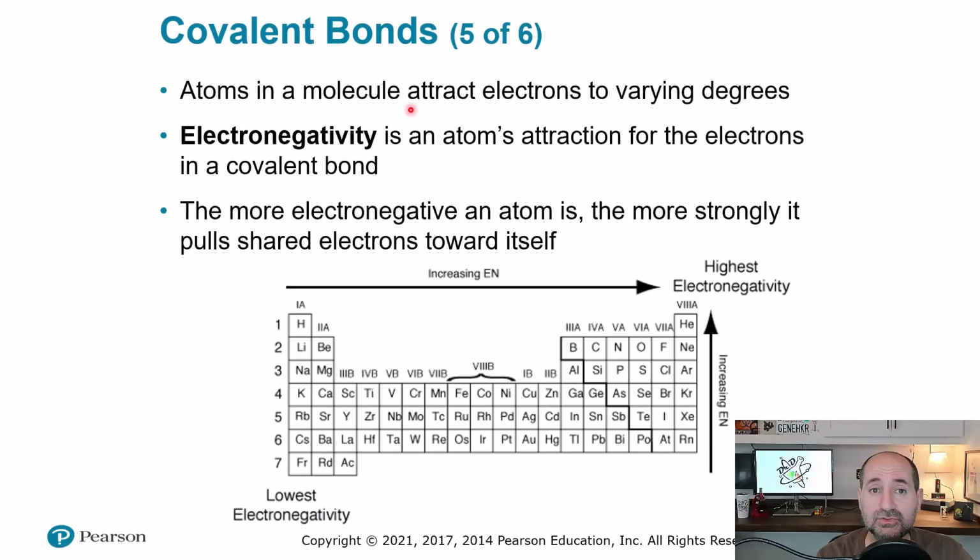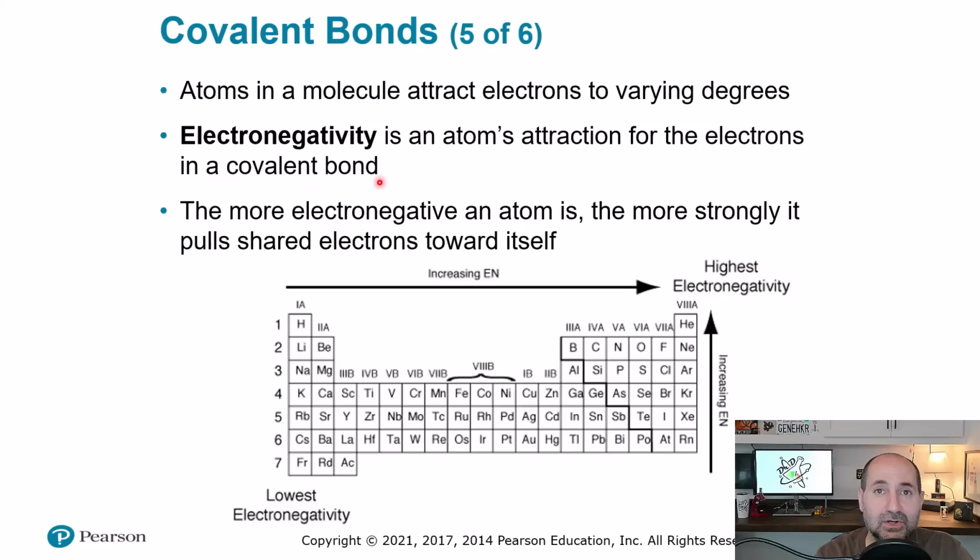Now, when molecules form, we need to understand something that can happen when this sharing occurs in covalent bonds. And to do so, we need to understand this concept of electronegativity. So let me show you this. Atoms in a molecule attract electrons to varying degrees. This means that different atoms attract electrons to different degrees. This is known as electronegativity. Electronegativity is an atom's attraction for the electrons in a covalent bond.